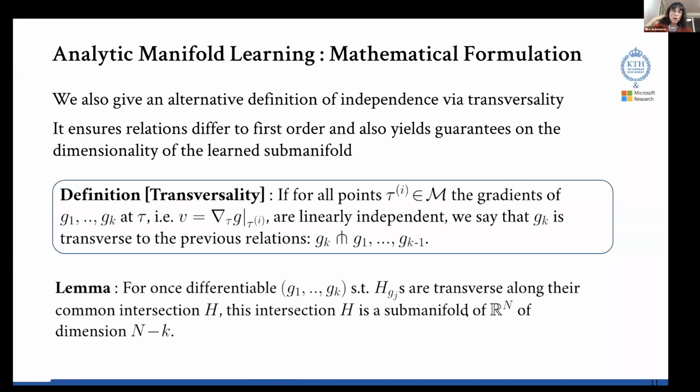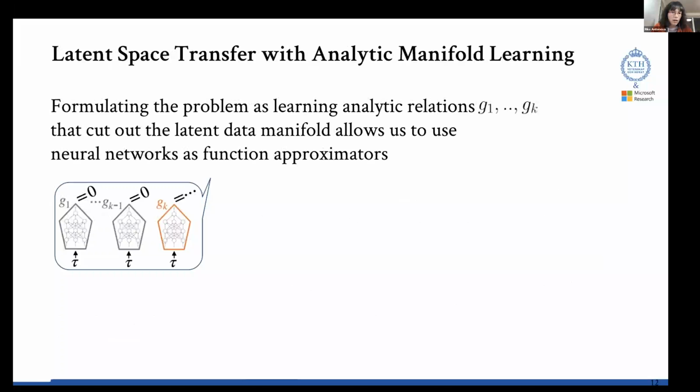So this is the same idea of getting a hold on how we're cutting down the dimension of the learned manifold so far. And so we have a mathematical setup with all the results that we needed. Since they describe what would happen when we learn analytic relations G1 through GK, these can be approximated by neural networks. What we will have now is an algorithm that learns these relations automatically, that are independent in either this restricted sense or using the transversality definition, but now in an approximate way with neural networks.